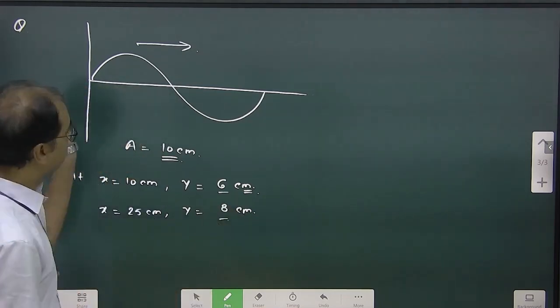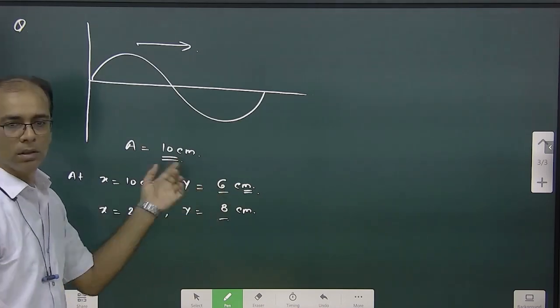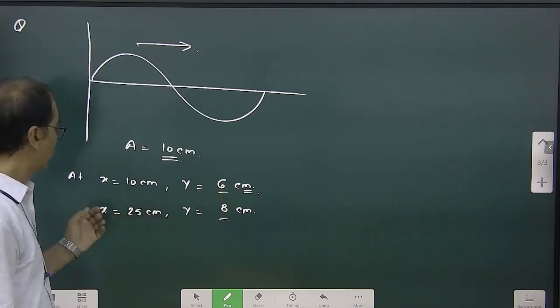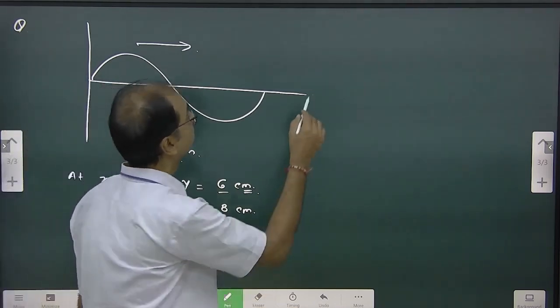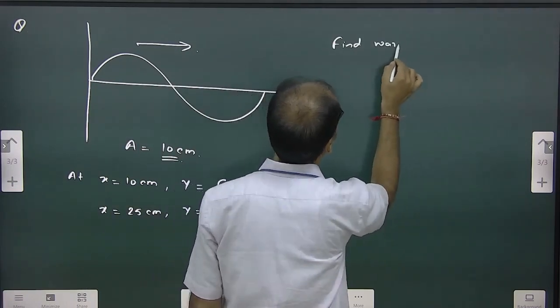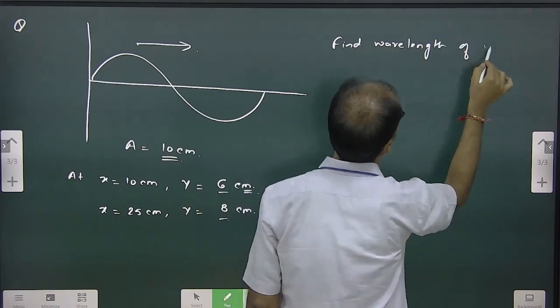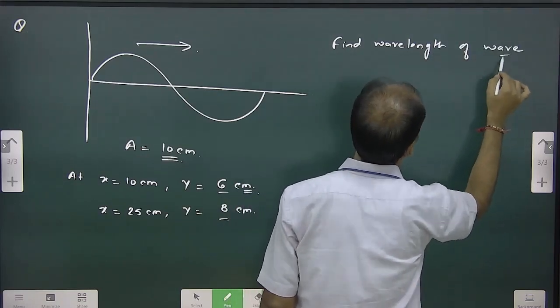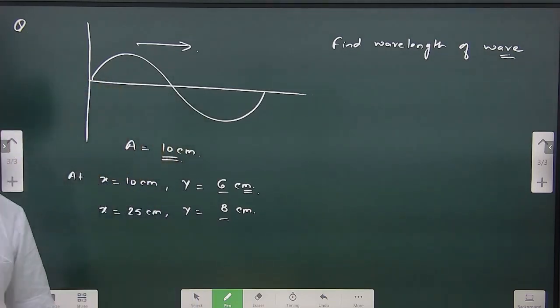Okay, wave is traveling along x-axis. At x equal to 10 centimeter, position of a particle is 6, and at x equal to 25, position of particle is 8. Let's say find wavelength of wave. Find wavelength of wave. Note information first.